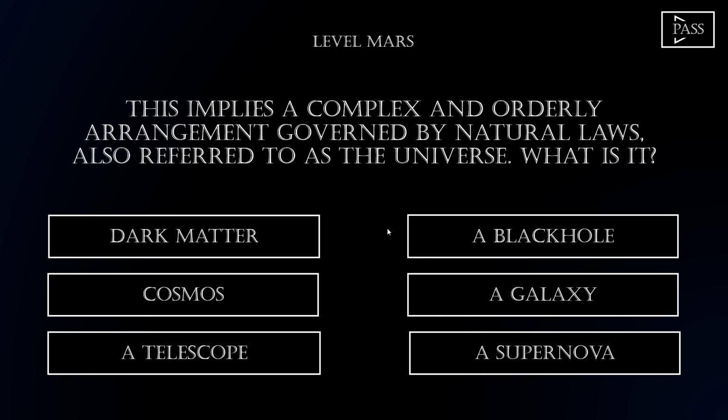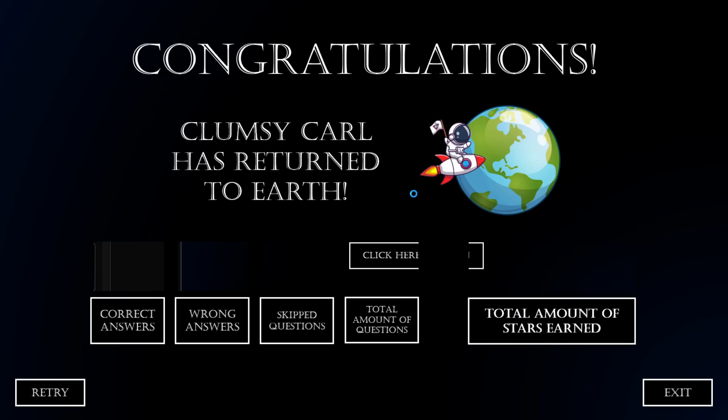Okay. And I believe this is the final question. This implies a complex and orderly arrangement governed by natural laws, also referred to as the universe. What is it? It's cosmos. Yes, that's correct. And now here is the page where it'll explain. Click here to view the results. It'll calculate everything for you. So I'm going to click here.